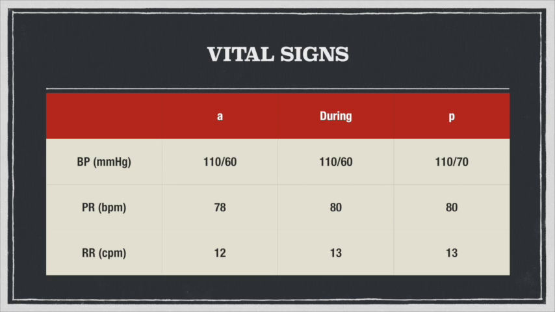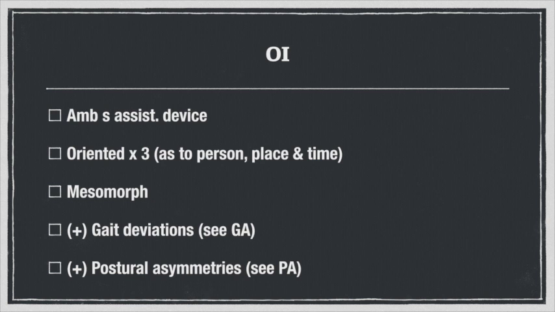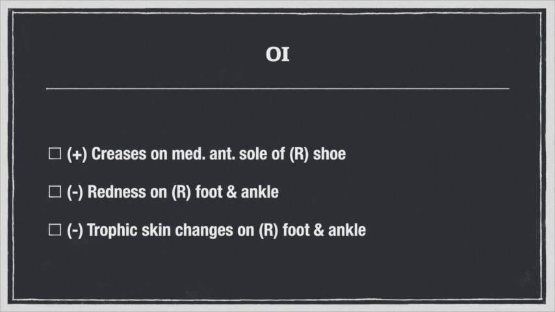For the objective part, vital signs are observed and revealed to be normal. For ocular inspection, patient is ambulatory without assistive device, oriented to person, place, and time. Patient is mesomorph with gait deviations and postural asymmetries. Creases were observed on the medial anterior sole of the right shoe, suggesting increased weight distribution on the area that confirms the flat-footedness on right, present where patient's foot is inverted and plantar flexed.